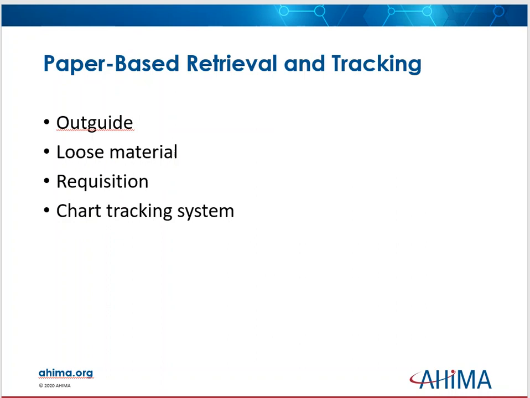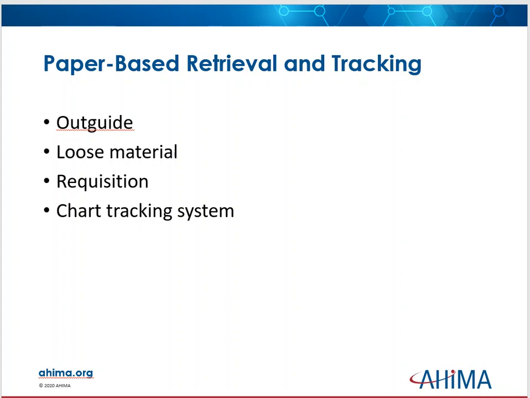Retrieval and tracking is very nominal and doesn't really exist very much, so I'm going to skip over OutGuide. Loose material means the original record is there, and then later there were miscellaneous documents. The physician forgot to create a history and physical, and that comes in later. So when you get that loose material, you have to file it into the medical record. I'm going to skip over requisition because that doesn't really exist anymore, as well as chart tracking system.